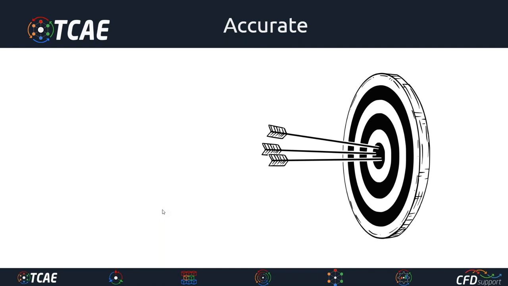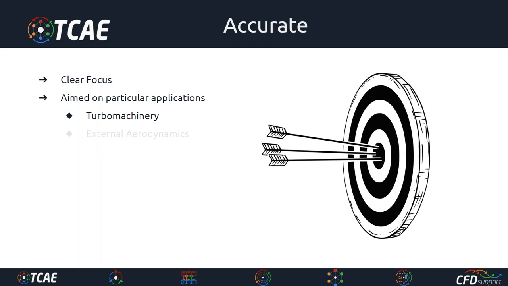TCAE is definitely very accurate because it's focused, right? We never say it's for everything. It's for specific simulations where we can say we are nearly the best, and we are ready to prove it. So it's focused. It's aimed at particular applications. It's aimed at turbomachinery and external aerodynamics, these two fields especially. And it's definitely not a general purpose code.